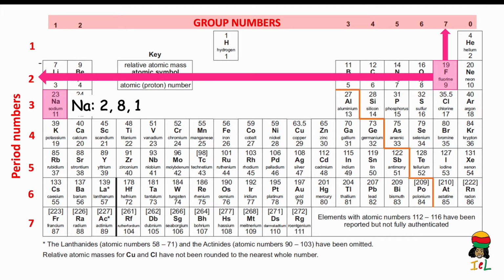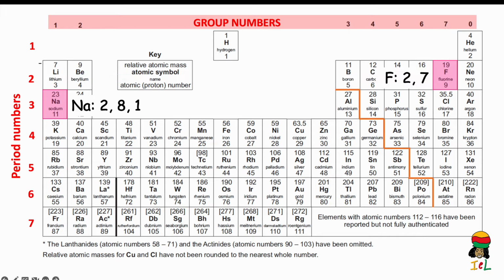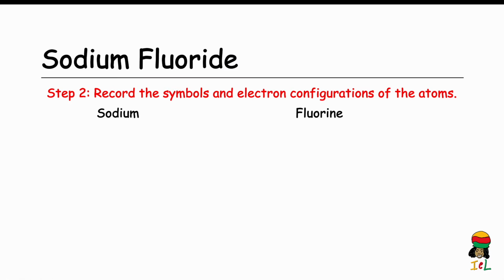Fluorine has the symbol F. It is found in period 2 and group 7. Therefore, fluorine has 2 shells, and on that second and last shell, there are 7 electrons, which means that the first shell contains its maximum of 2 electrons. Consequently, the electron configuration for fluorine is 2, 7. We complete step 2 by recording the symbol and electron configuration for sodium and fluorine.